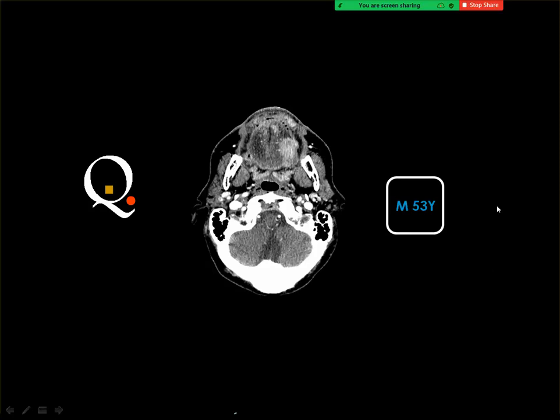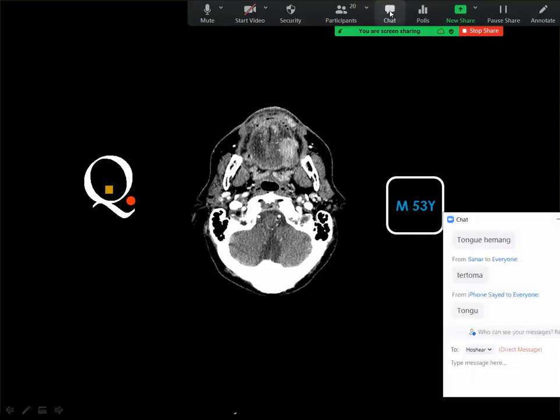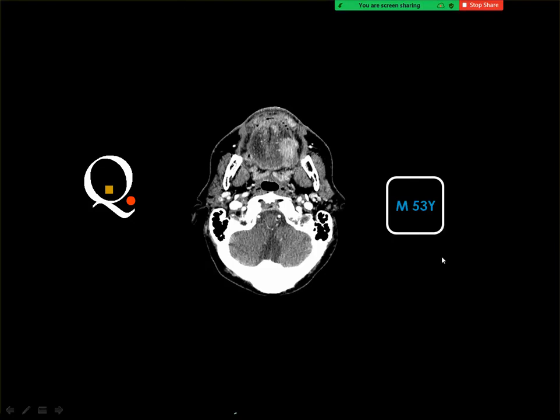53 years old male with a lesion at the, at what? Yes, at the tongue, and this is of course a tongue carcinoma. This enhancing lesion on the left side of the tongue is carcinoma until proved otherwise. What are diagnostic possibilities? Lymphoma and metastasis.